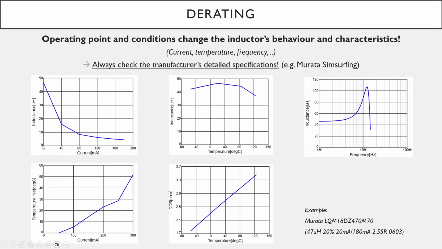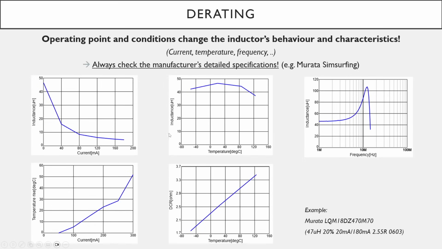So with no current through the inductor at the far left-hand side of the graph, 0 milliamps, you are getting the nominal inductance value of about 47 microhenries. But this value drops rapidly as we increase in current. So as we reach this 20 milliamps of saturation current, the inductance has dropped by approximately half. And as we go higher in current, up to the maximum temperature-based current limit, 180 milliamps, our inductance has now dropped to about 10% of its original value.